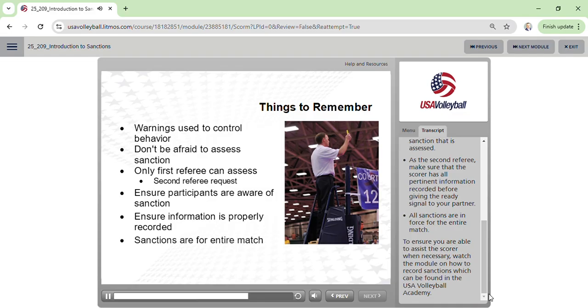All sanctions are enforced for the entire match. To ensure you are able to assist the scorer when necessary, watch the module on how to record sanctions, which can be found in the USA Volleyball Academy.